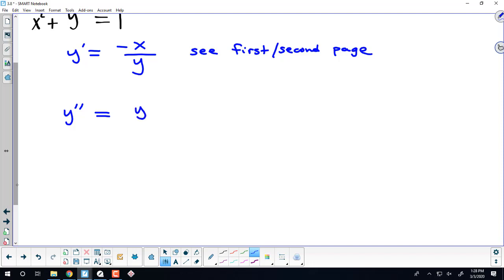So we have the bottom times the derivative of the top. What's the derivative of negative x? Negative 1. Bottom times the derivative of the top minus the top times the derivative of the bottom. What's the derivative of the bottom? Remember, y is a function of x. What would we say the derivative of f of x is if we don't know f of x? f prime. So we should just have y prime. The derivative of y is y prime. Then we divide all of that by the bottom squared.